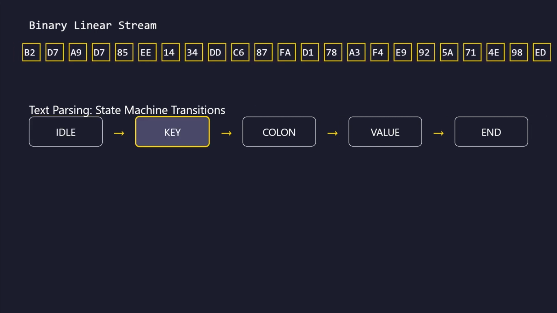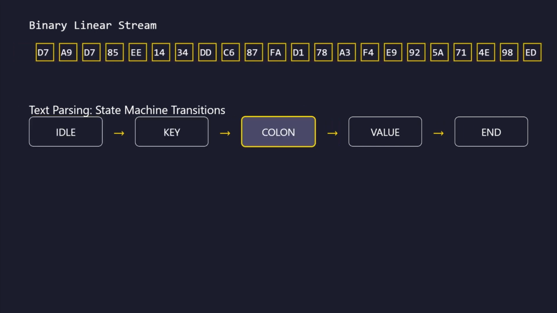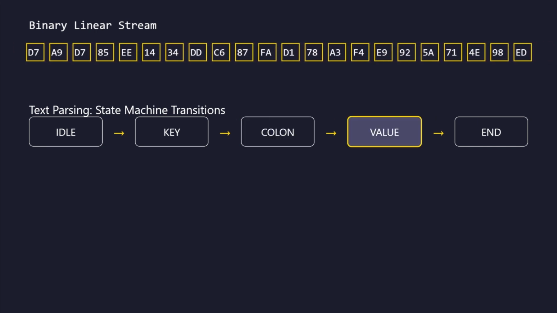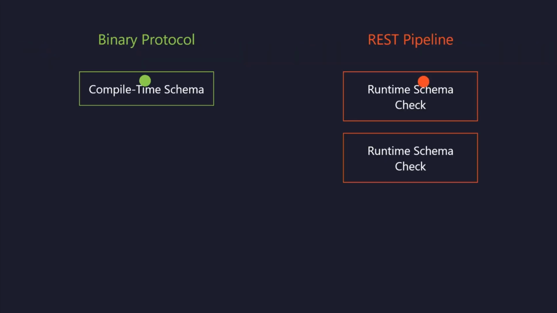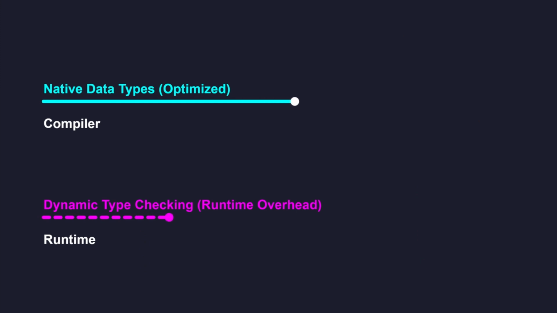Unmarshalling binary data is a linear operation based on byte position, whereas text parsing involves complex state machines to identify delimiters, quotes, and escape characters within the payload. Binary protocols enforce schemas at the compilation stage, which removes the need for expensive runtime validation checks that typically slow down traditional representational state transfer request processing pipelines.